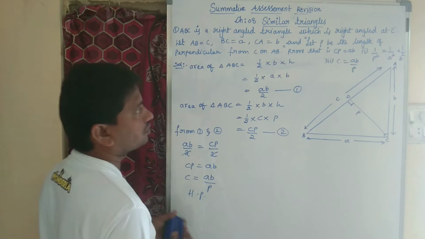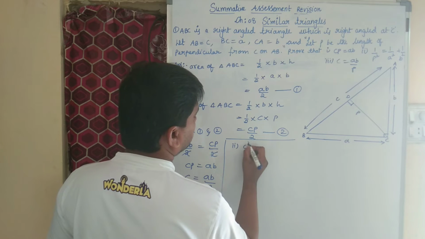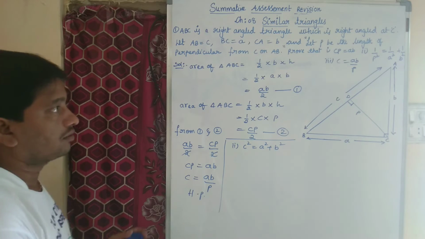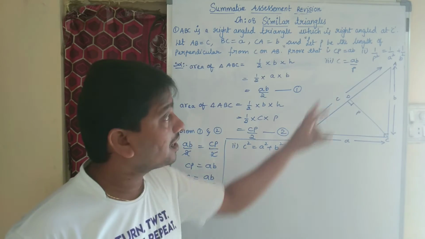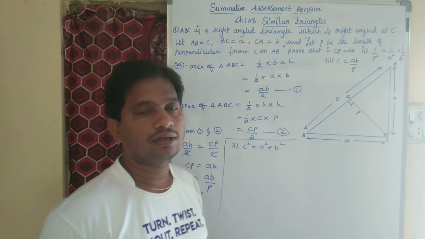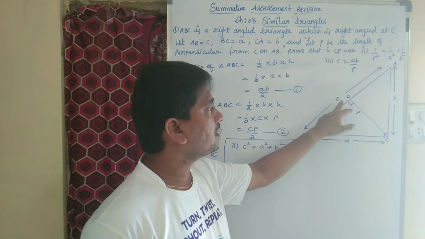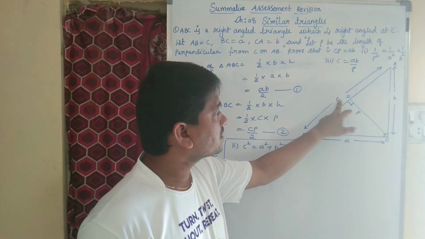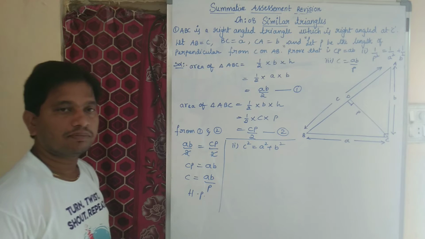What is our question number 2? They are asking to prove 1 by P square equal to 1 by A square plus 1 by B square. We know that as ABC is a right angle triangle, with right angle at C, the side opposite to the right angle is AB, which is C units. By using Pythagoras theorem, hypotenuse square equal to side square plus side square, I mean C square equal to A square plus B square.